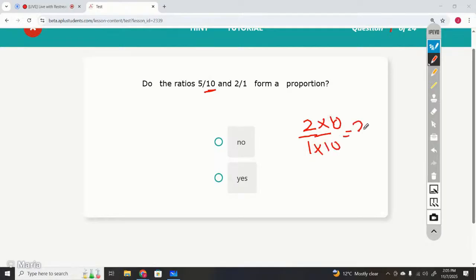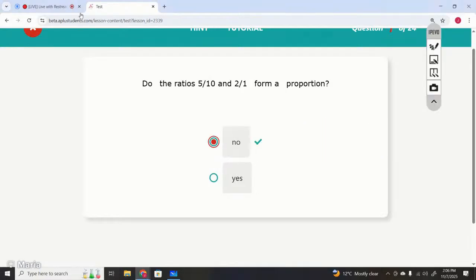10 times 2 is 20 and 10 times 1 is 10. See, now their denominators are equal, but their numerators are different. That means no, they do not form a proportion. The correct option is no. Option number 1 is the correct option.